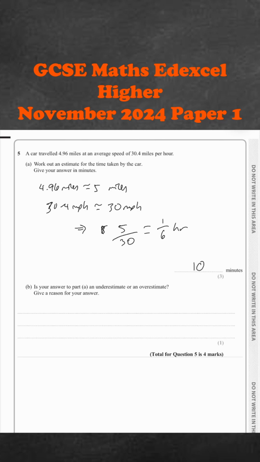Part B. Is your answer to part A an underestimate or overestimate? Give a reason for your answer. So we have rounded this number up and this number down, so it is an overestimate as a larger number is being divided by a smaller number, both making our total higher.